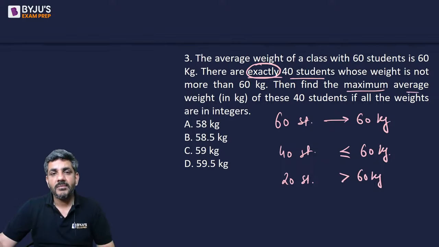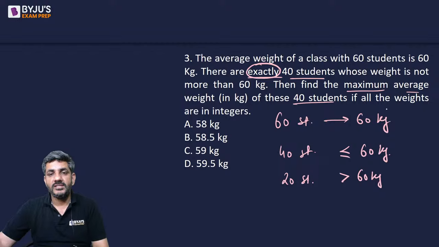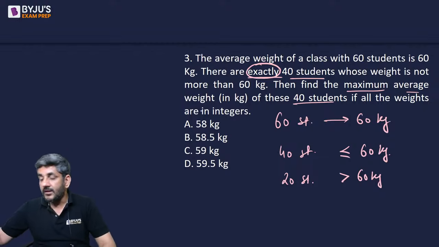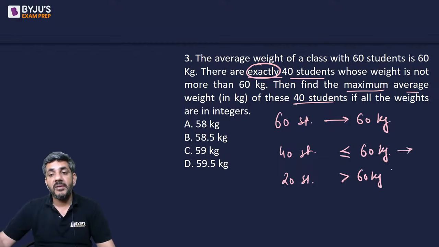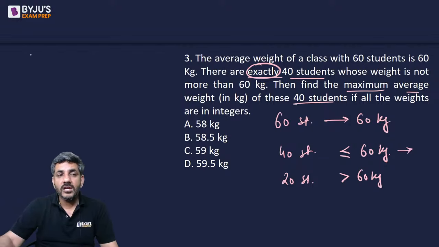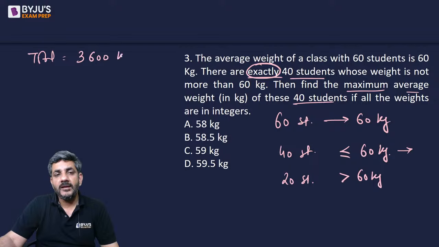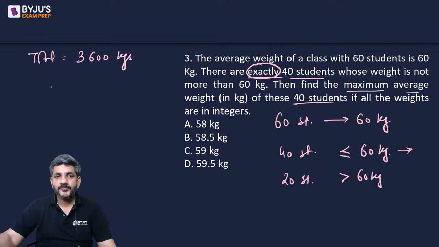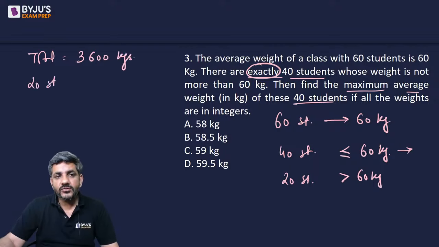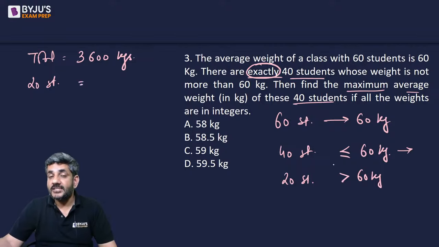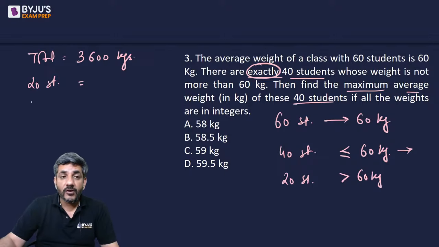Then find the maximum average weight of these 40 students if all weights are in integers. So we have to find out their maximum weight. Now the total weight of all the 60 students is fixed. It is 60 into 60, that is 3600 kg. There are 20 students whose weight is above 60 kg on an average, right? Sorry, per person. And there are 40 students whose weight I want to maximize.